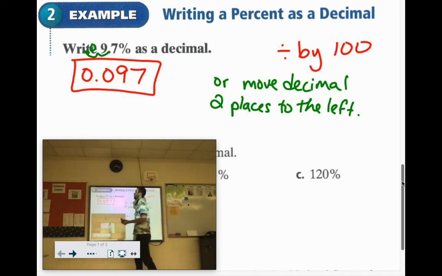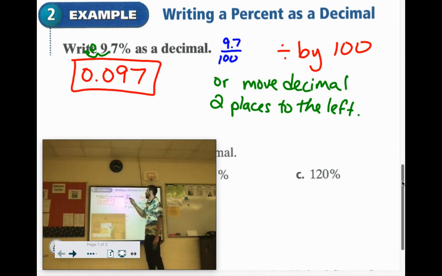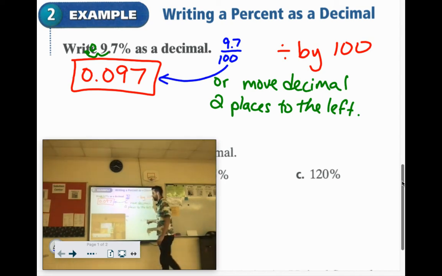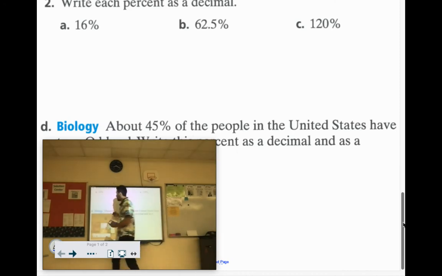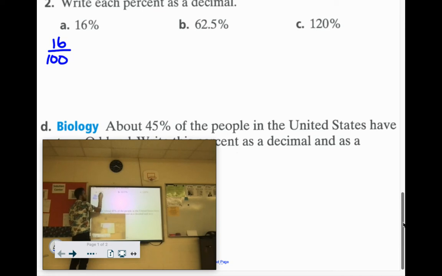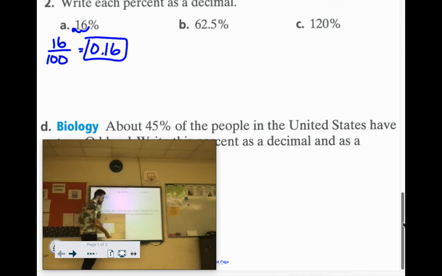But remember that percent is always of 100, so that's why we're dividing by 100. We're doing 9.7 divided by 100, and it'll get us there. So either divide it by 100 or move the decimal 2 places. So here, if you did 16 divided by 100, it'll just tell you what it is in the calculator, or move the decimal 2 places to the left, and it becomes 0.16. And you'll start to see that pattern happen so much that you'll probably eventually prefer to just move the decimal place 2 places to the left.